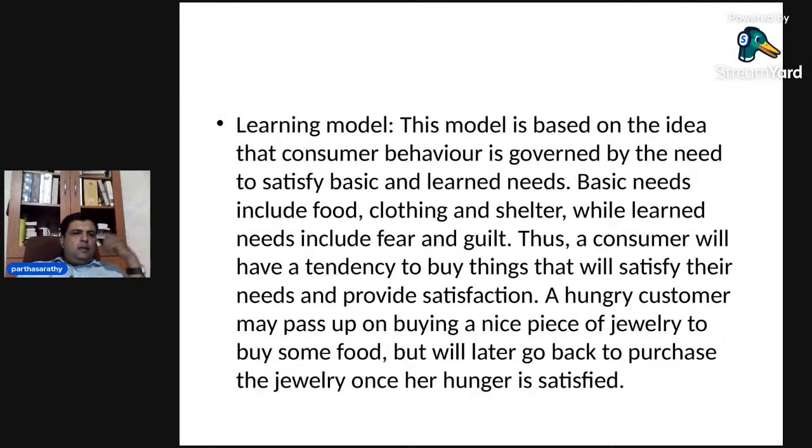See, what is the motive right now? When you are hungry, the immediate motive is to satisfy your hunger. That is a very important need to be addressed, rather than focusing on some other need. But later he may go back and purchase the jewelry once his or her hunger is satisfied. So this is purely a learned behavior.